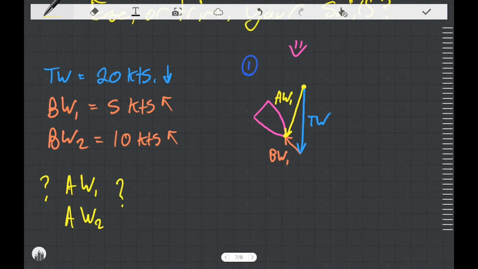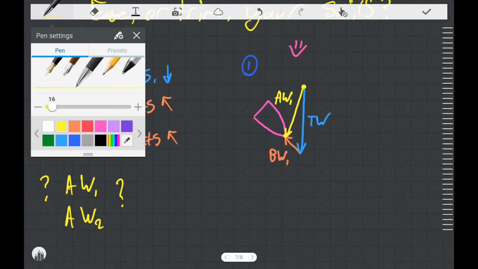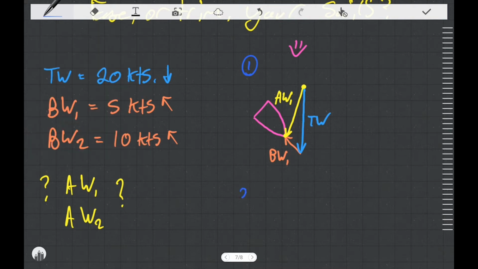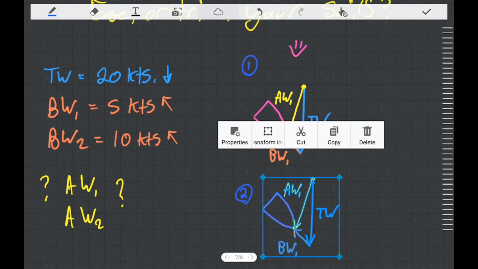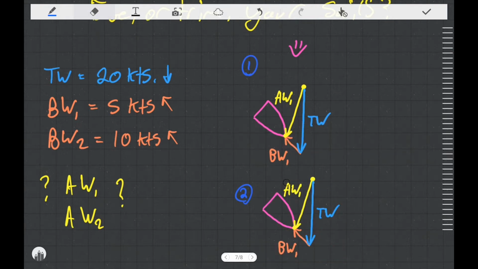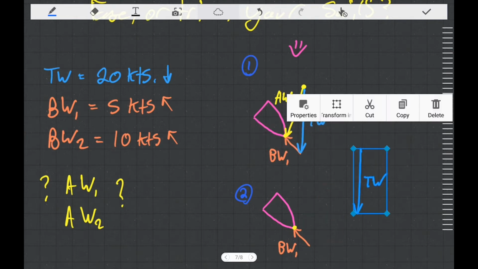AW1. Okay, so to make our second diagram, just to keep all the directions pointing in the same direction, I'm going to make a copy of this diagram here, and I'm going to paste it down here. So we know that the apparent wind is going to change, so I'm just going to delete it. The true wind, of course, is going to stay the same, but to keep our diagram synced up, I need to move it out of the way for a minute.